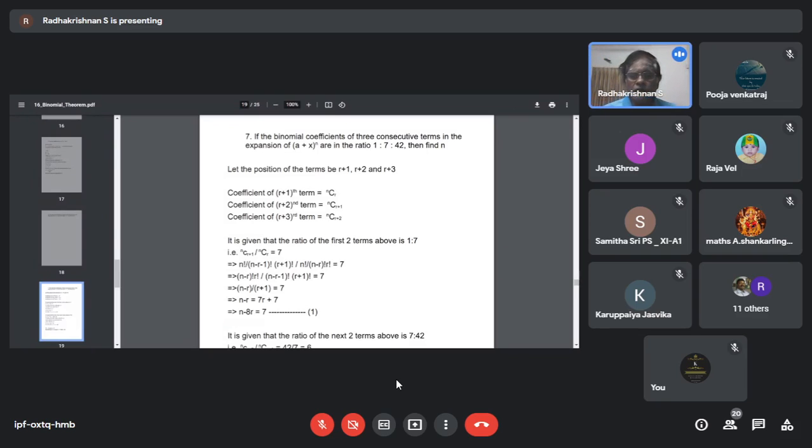Simplify it and get another expression like this, similar to n minus 8r equal to 7. We need another similar equation. Then we can solve for n and r.